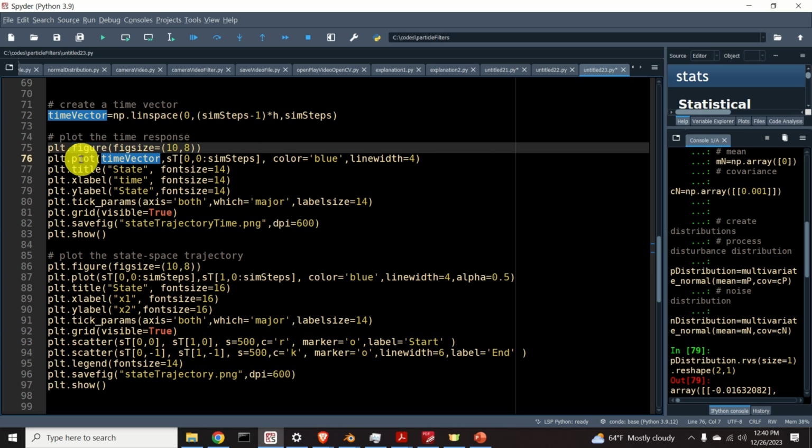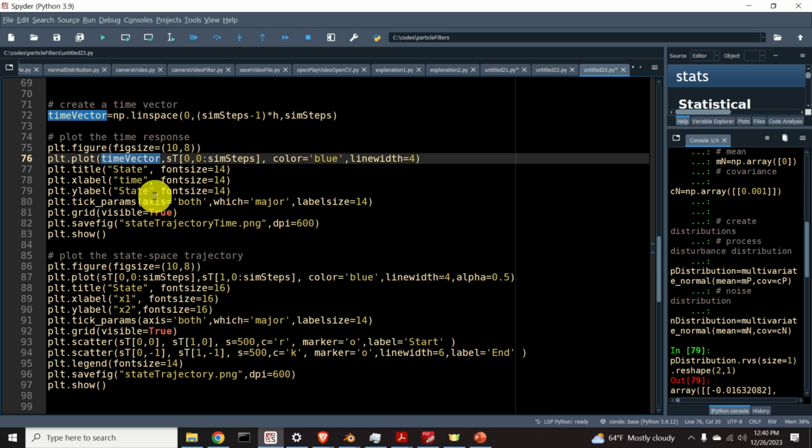We define a figure, then we plot the time vector on the x-axis, and on the y-axis we plot our state. We set the color and the line width. We set the title, x label, y label. We adjust the parameters of our plot, that is, we adjust the font size, we set the grid, we save the figure, and we finally show the figure.